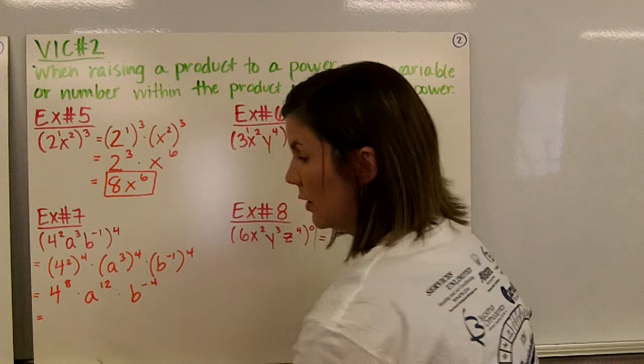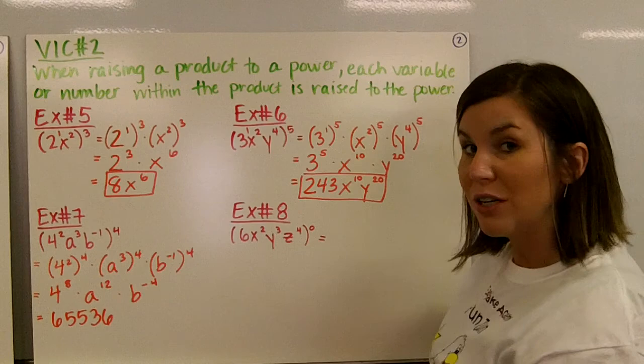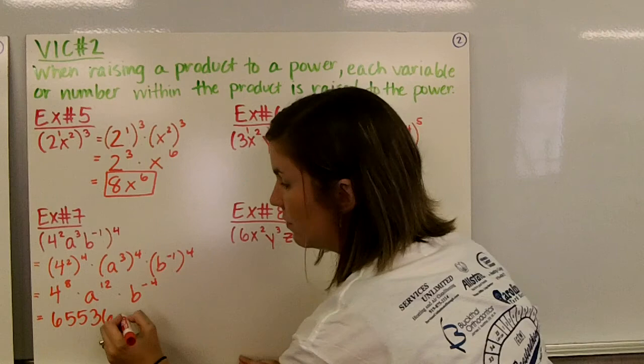Now 4 to the 8th power, that's going to be a really big number. 4 to the 8th power on my calculator gives me 65,536. And remember, I showed you in a previous video how to type in 4 to the 8th power on your calculator. A to the 12th power.